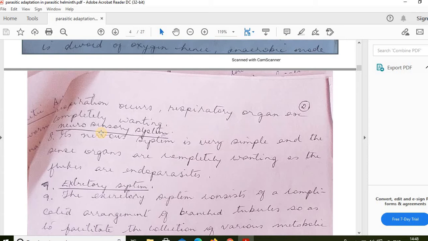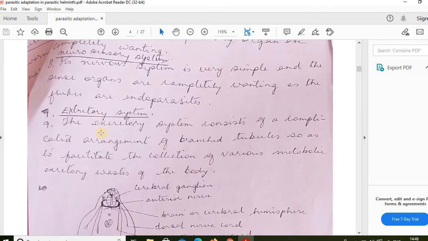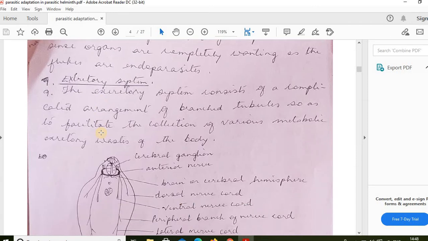So, the neurosensory system: its nervous system is very simple. They do not have sense organs because they do not have to go elsewhere in search of food. Since they are present inside the host body, they do not need to go searching for food. Food is ready made, so they do not have any proper nervous system. So the nervous system is simple.